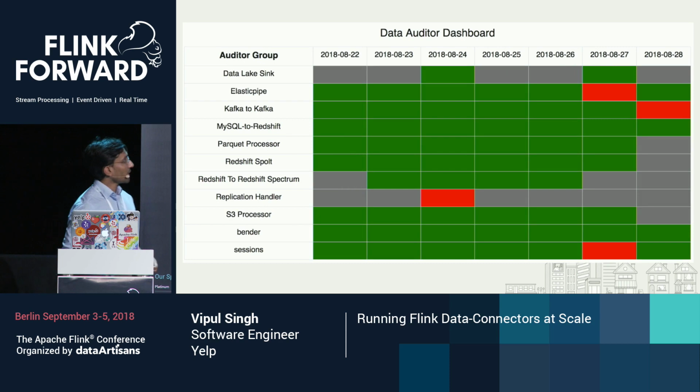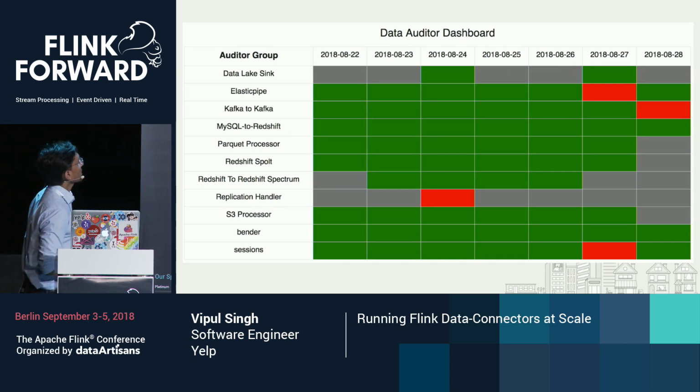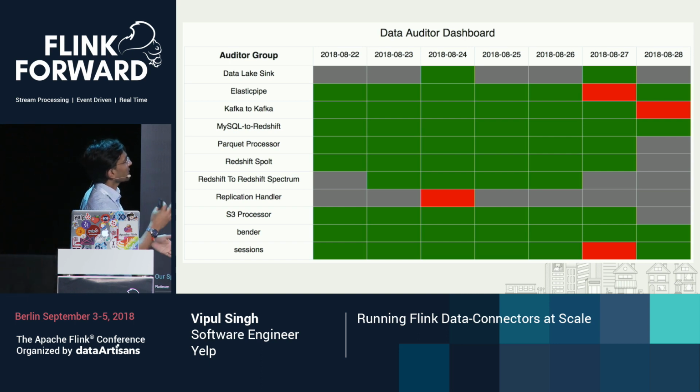This is a sample auditor dashboard. These are the various data connectors which we have built, the auditors which we have built. Just to go over the legends, green is that the audit was passed, red is the audit actually failed, and all the gray boxes which you are seeing are audits that, for some reason, did not run for those specific days. In the case where the audit is red or the audit did not run, the on-call person for the specific team who owns these data connectors is responsible for troubleshooting and seeing what happened.